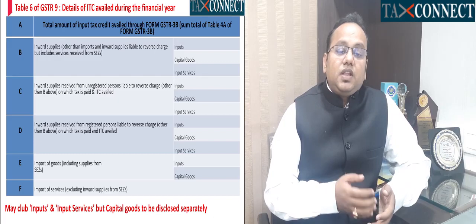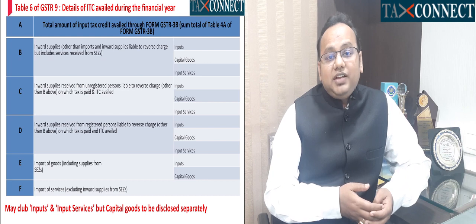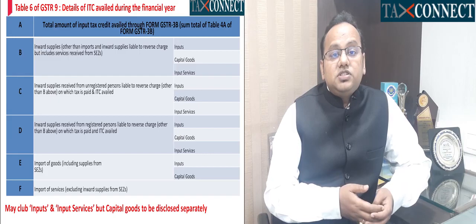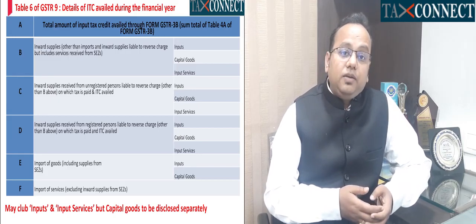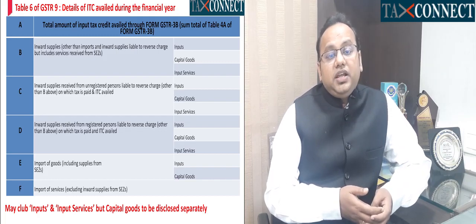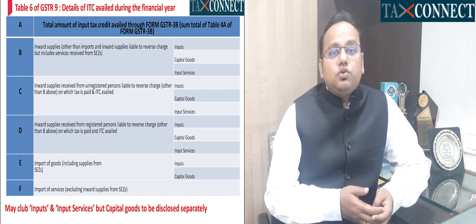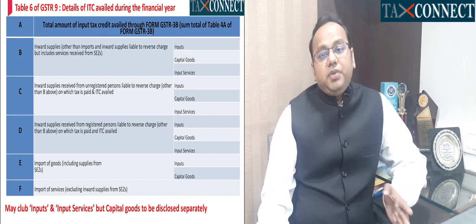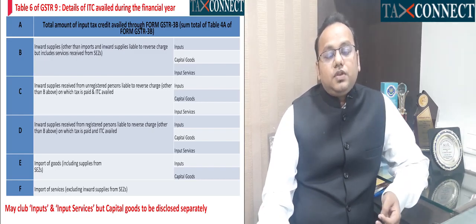Another change is in table number 6, whereby in 2017-18 and 2018-19 you could club inputs, input services and capital goods related ITC and show it under inputs. From 2019-20, it is mandatory to disclose the input tax credit related to capital goods separately. Only inputs and input services can be clubbed together in table number 6.